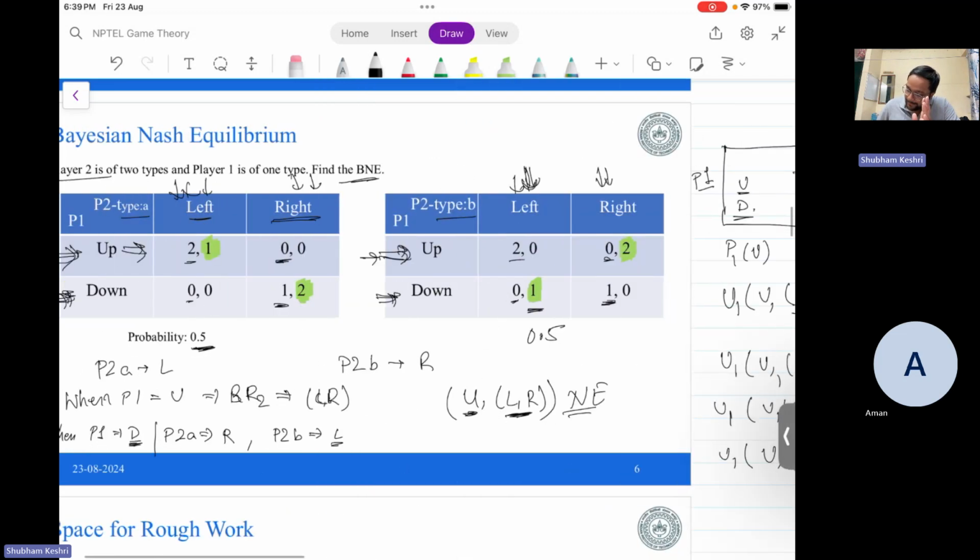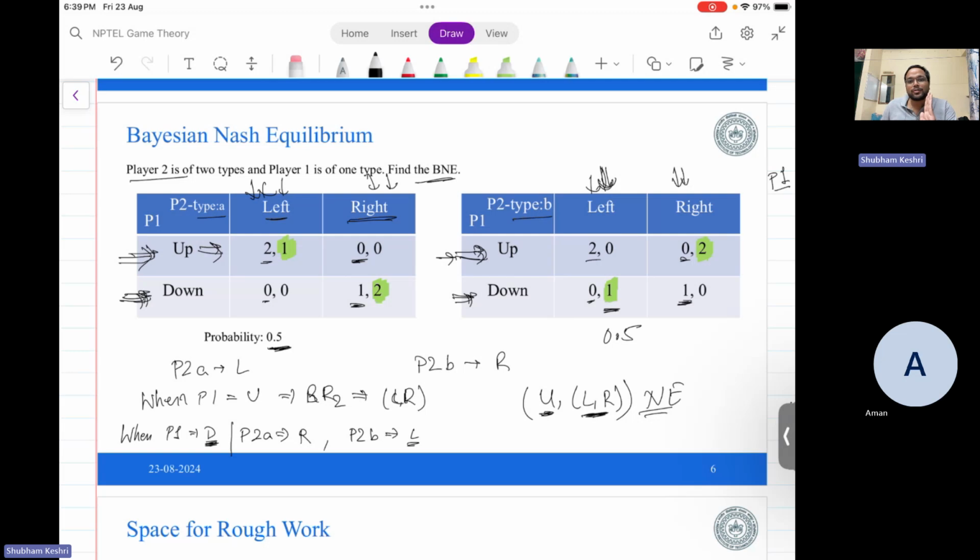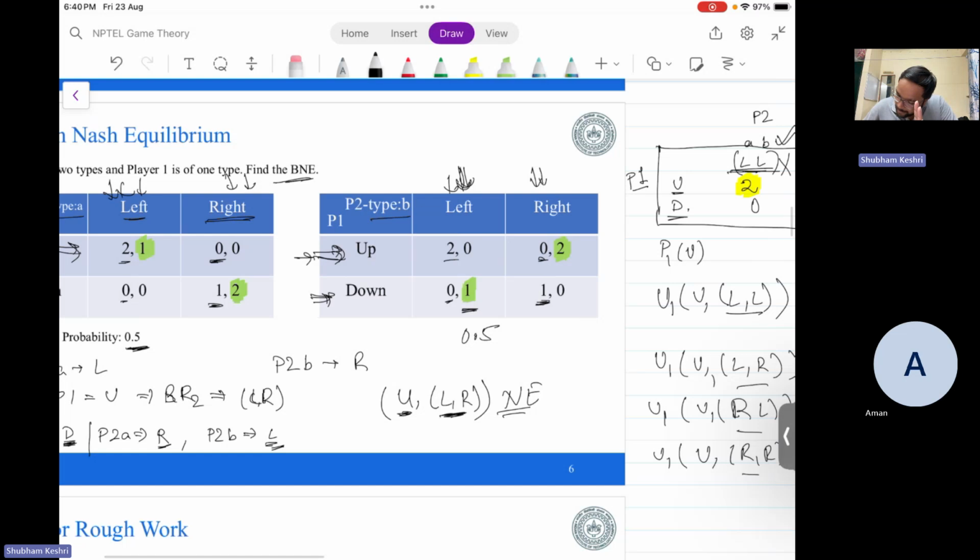Because when player 1 is playing down, the best response of player 2A is to play R, and the best response of player 2B is to play L. Therefore, the only Nash equilibrium of this game is U, L, R. There is only one Nash equilibrium.